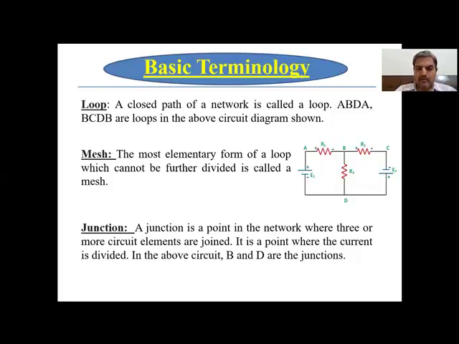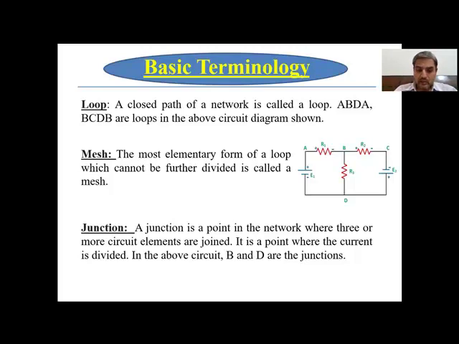The basic elementary form of a loop that cannot be further divided into another loop is called a mesh. See here in the diagram, if we talk about the outer loop A, B, C, D, A, that loop can be further divided into two other loops, ABDA and BCDB. But ABDA cannot be further divided into another loop. So the basic elementary form of the loop that cannot be further divided into another loop is called a mesh.